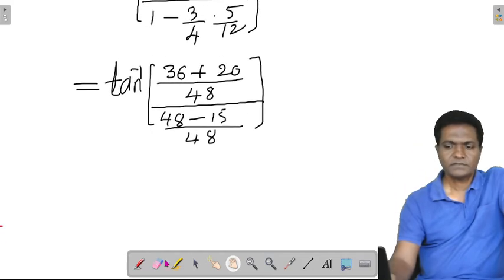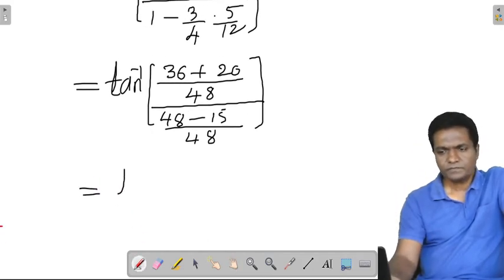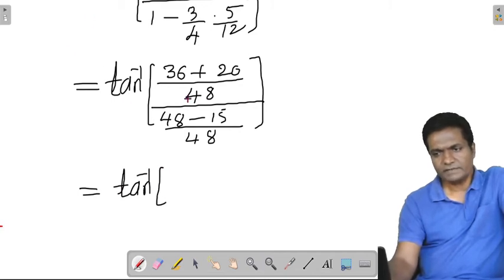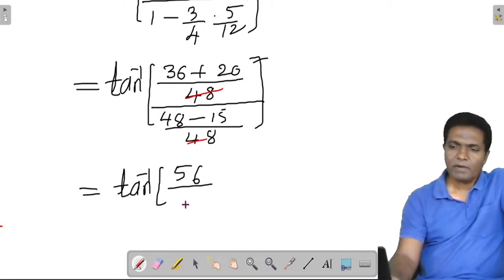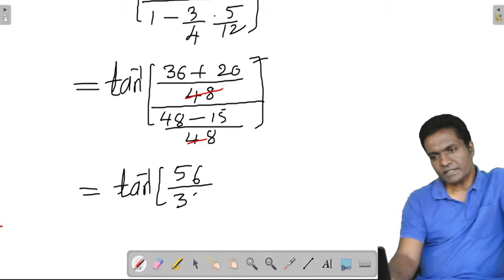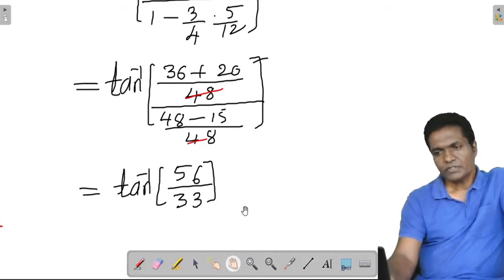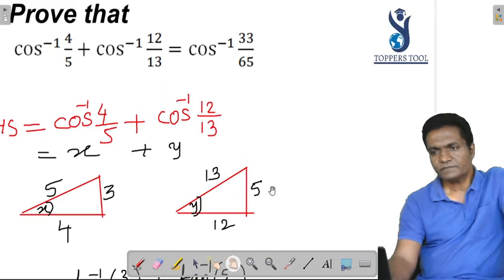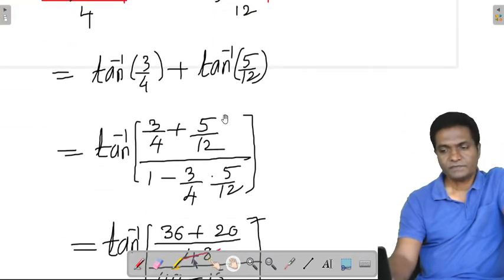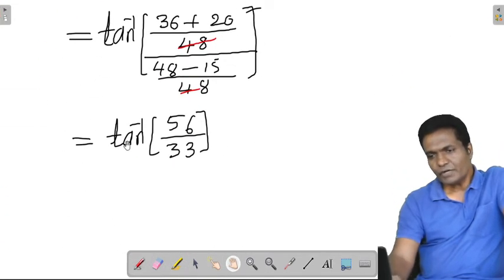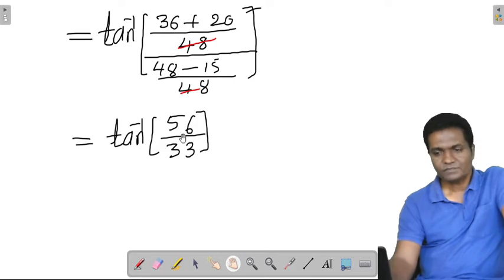So which is equal to tan inverse of 48, 48 cancels. So 36 plus 20 is 56 divided by 48 minus 15, it is 33. Okay, so check your answer. You want cos inverse of 33 by 65. So you need to convert it in terms of what?